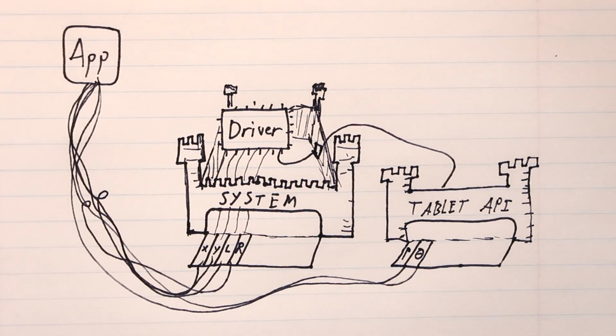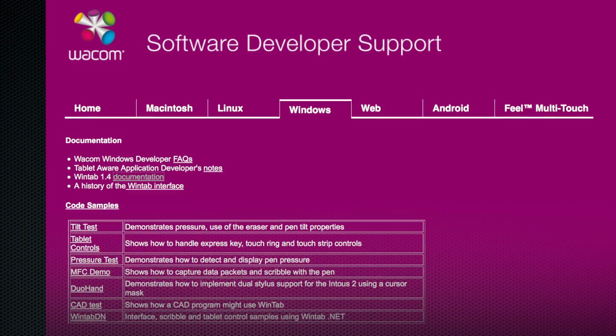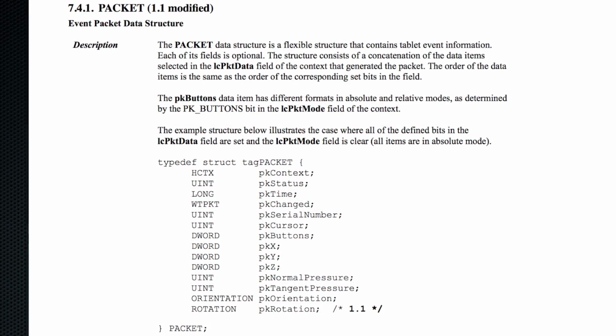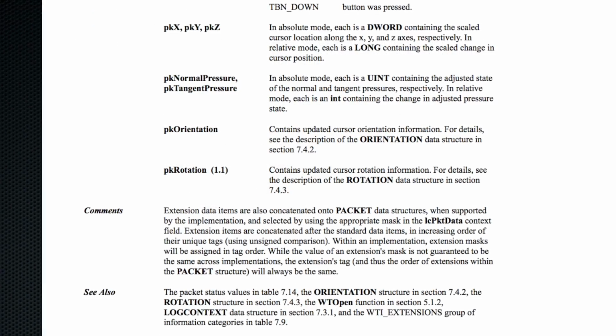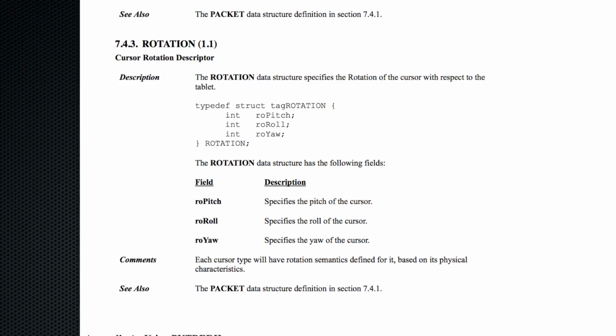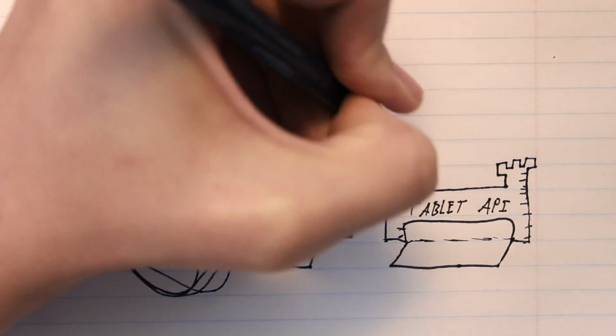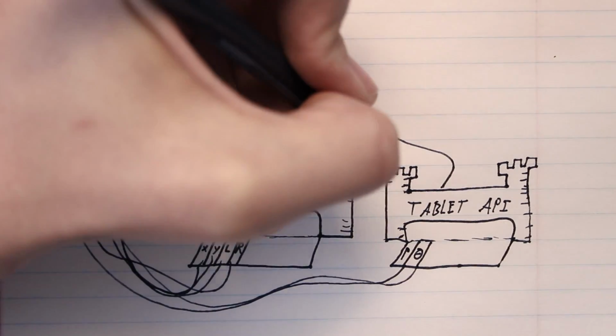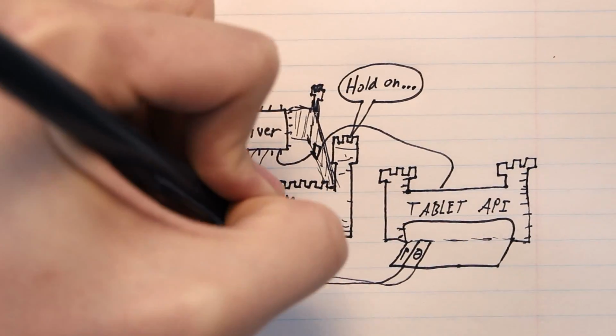Wacom has made it their responsibility to create and maintain the tablet APIs for Windows and Mac OS. Applications would have to connect directly to these specialized tablet APIs in order to get the full information available from the tablet hardware. The APIs would then connect back to the driver through some kind of side channel, so the driver could still manage sharing of the actual hardware between the cursor and the tablet API.